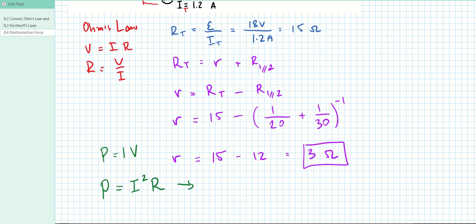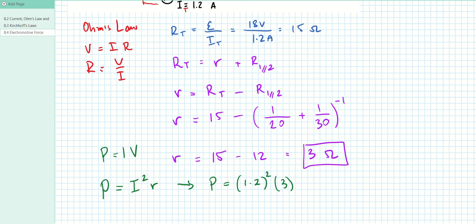From this equation, we can just find the power dissipated by the resistor. We know the total current already. The current is going to be 1.2 amps. Now we need to square this, times the lowercase r, which is 3 ohms. So we're going to be using the lowercase r here, times 3, to find the power dissipated by this internal resistance. So let's see what that is.